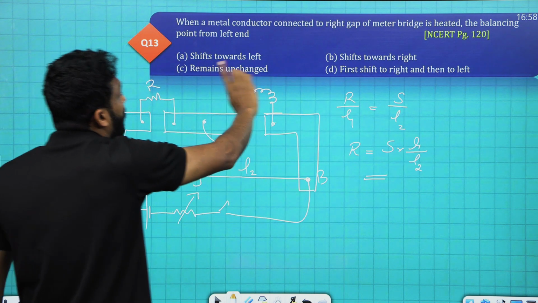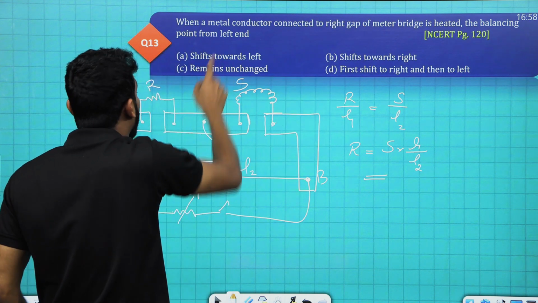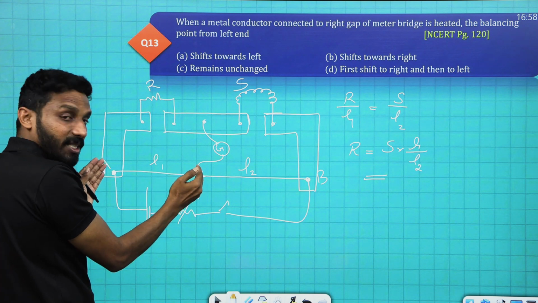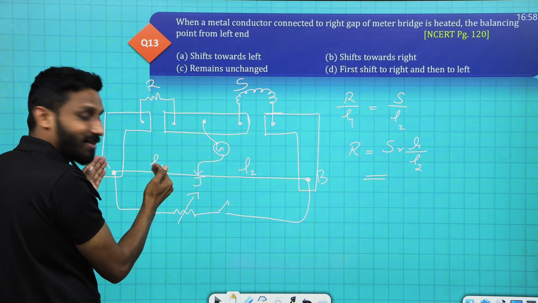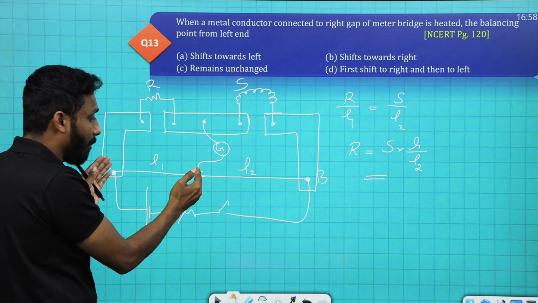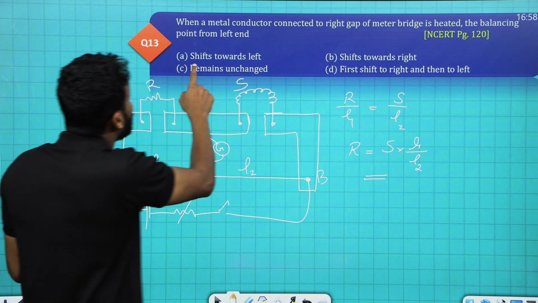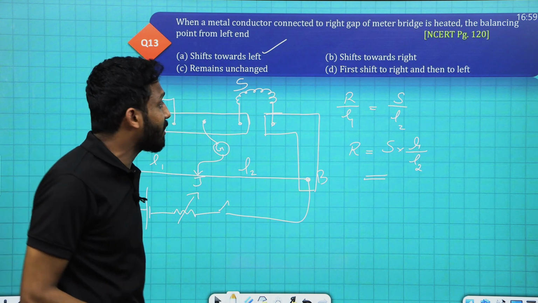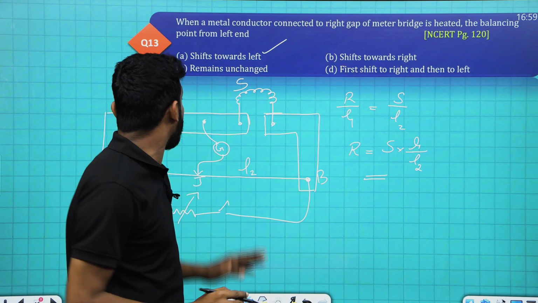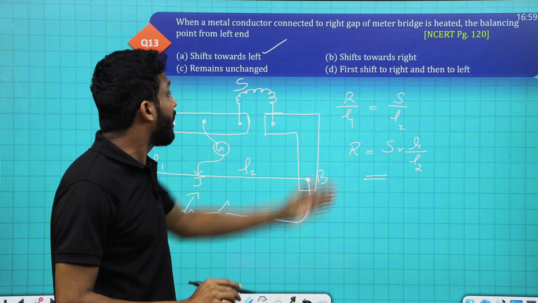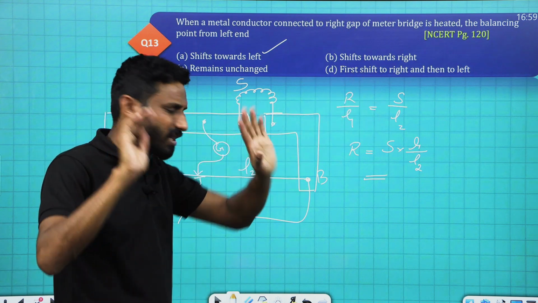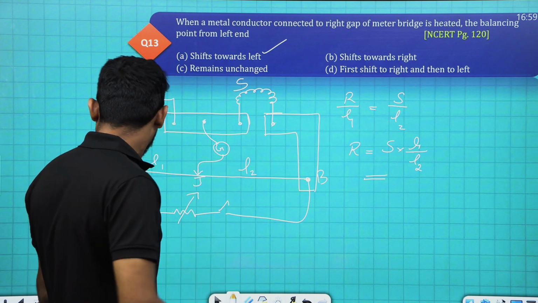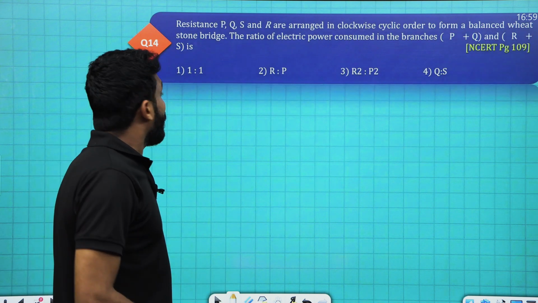Now what are the options? The balancing point from the left end. L1 decreasing means this balancing point is shifting towards the left. Yes, the balancing point shifts towards the left. The first option is the correct answer. Shift towards right, incorrect. Remains unchanged, incorrect. First shift to right and then to left, incorrect. Understood? Okay. The next one.